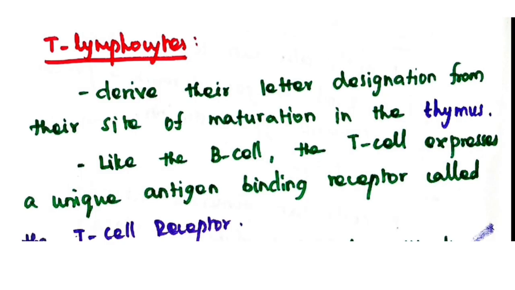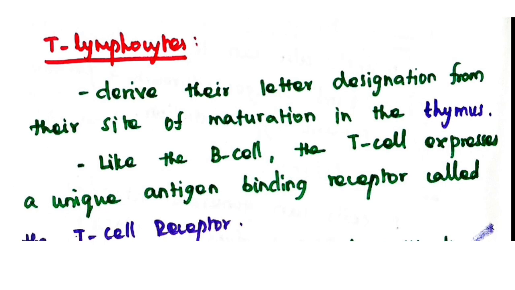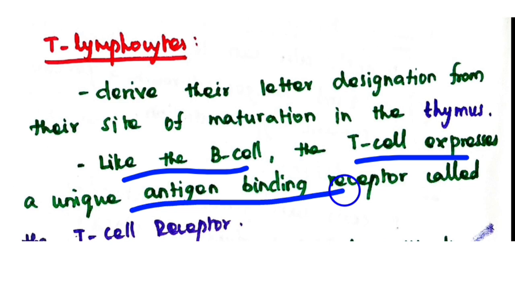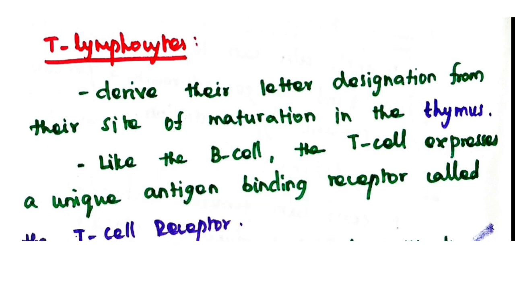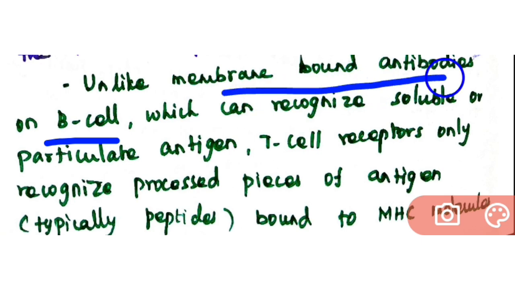Next, let's see about T lymphocytes. These T lymphocytes derive their letter designation T from their site of maturation, the thymus. The first letter of thymus, T, denotes these T lymphocytes. Like the B cells, the T cells also express a unique antigen binding receptor, which is known as the T cell receptor.